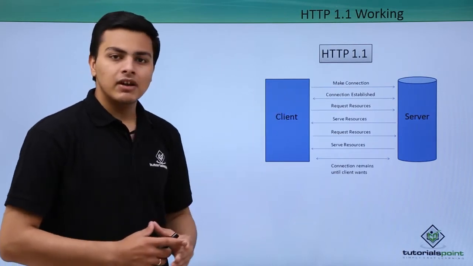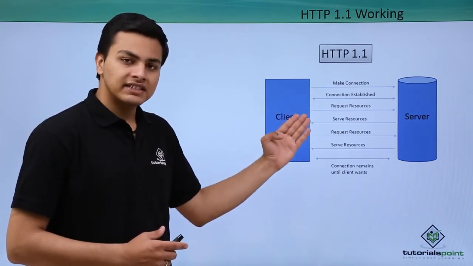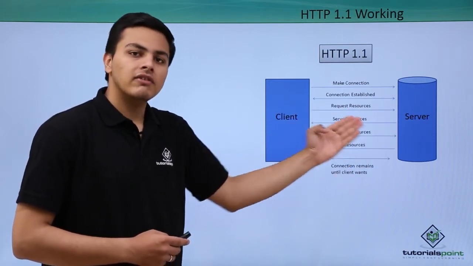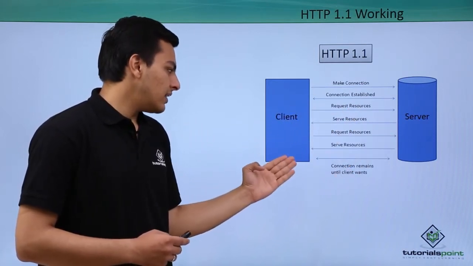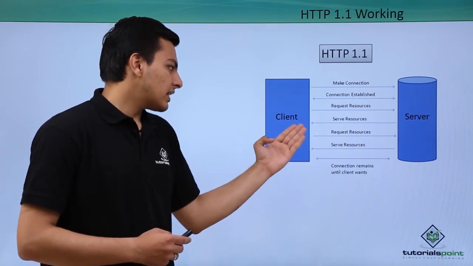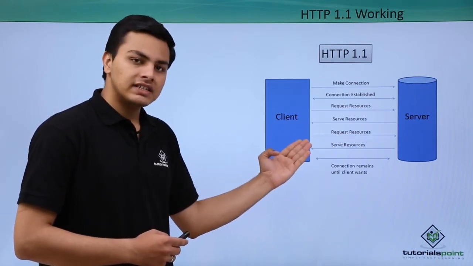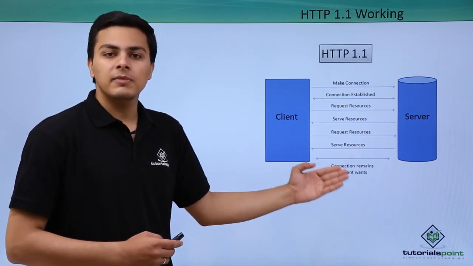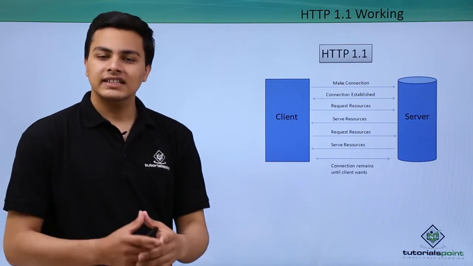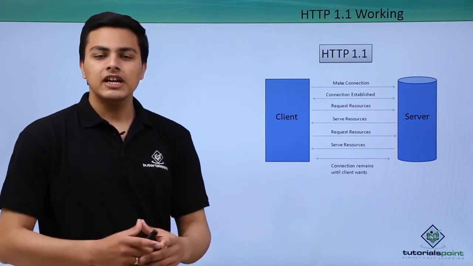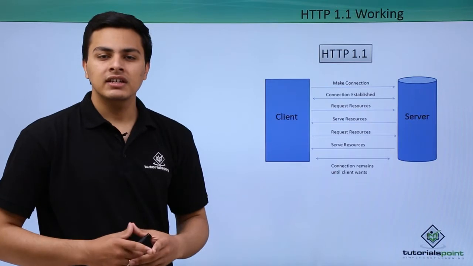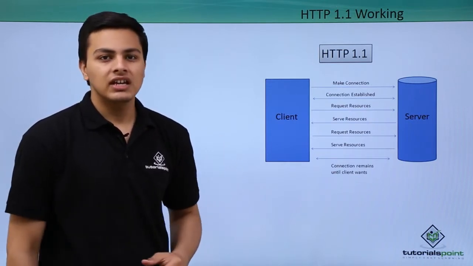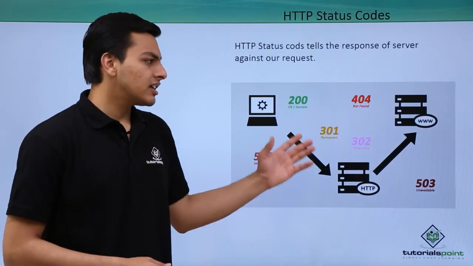By using the HTTP 1.1 version, the four steps are the same: make connection, connection established, client requests a resource, server serves that resource. And then here you can see that once the client got that resource, the client is requesting another resource, and so on, and the connection still remains until the client wants to disconnect. So this was the key advantage of the HTTP 1.1 version, in which we can request multiple resources by using a single connection.